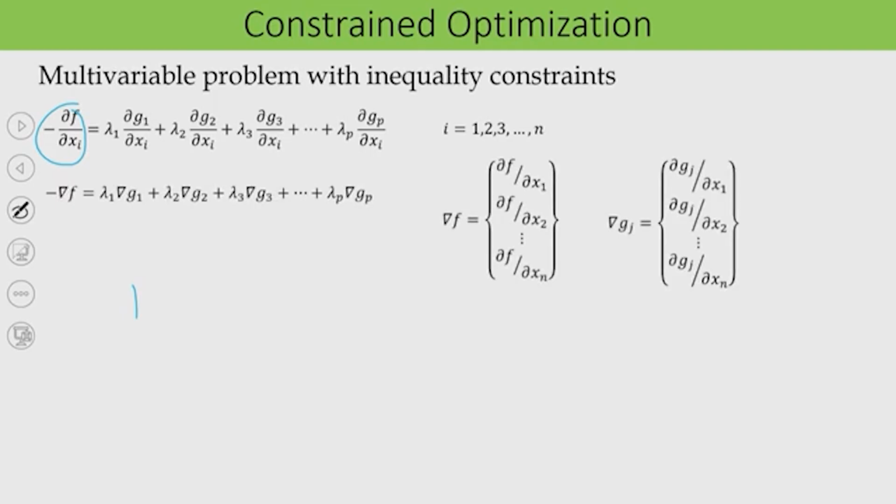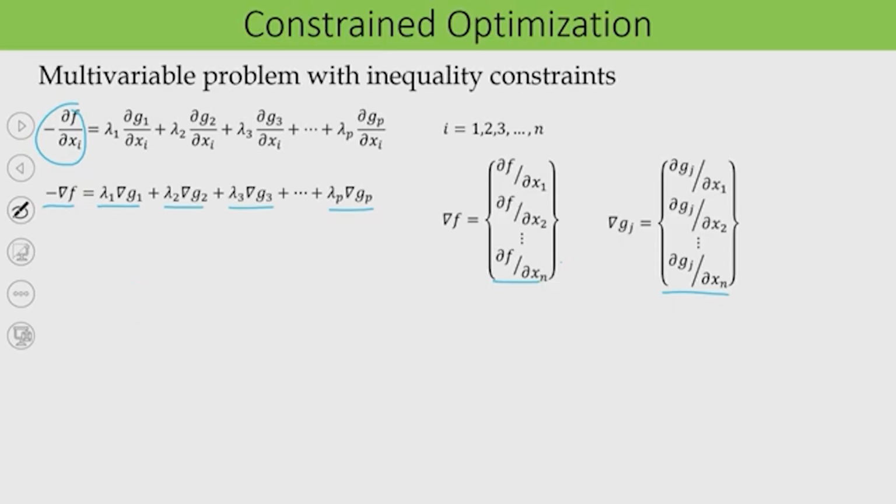So, in that case, what I am getting now is minus del f equal to lambda 1 del g 1 plus lambda 2 del g 2 plus lambda 3 del g 3 plus up to lambda p del g p. Okay. So, del f I have defined here, and del g I have defined.